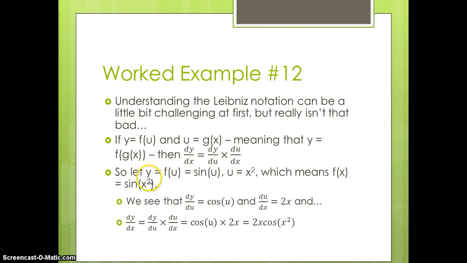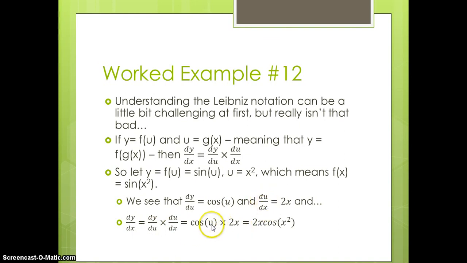So let's say, for example, y is equal to f of u is equal to sine of u, and u itself is x squared, which means that f of x is equal to sine of x squared. Now, we just saw this example just a minute ago, right? And we had a particular way, we had the formula to figure out that derivative. Well, if you look at it this way, we can see that dy du is equal to cosine of u, and du dx is equal to 2x. So that when we apply Leibniz's notation to this, we get dy dx is equal to dy du times du dx. dy du is cosine of u, and du dx is equal to 2x.